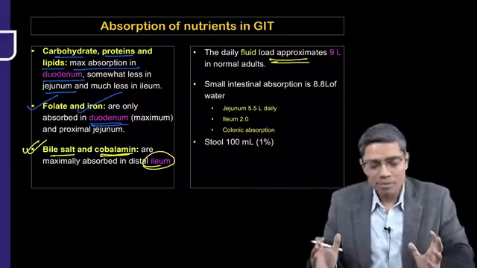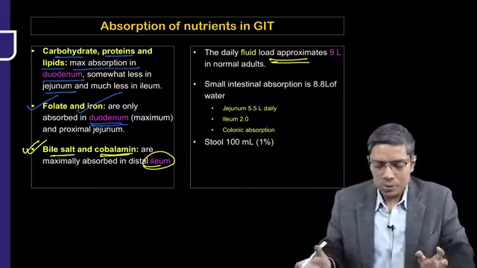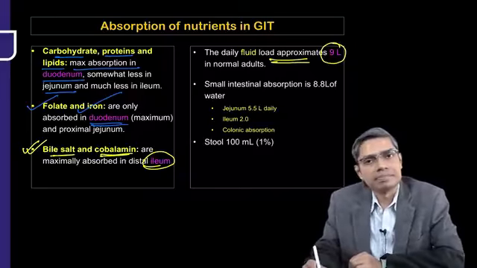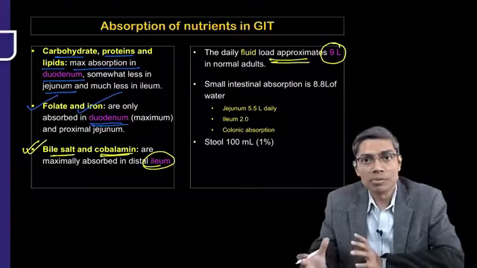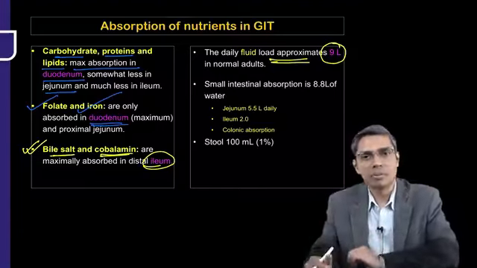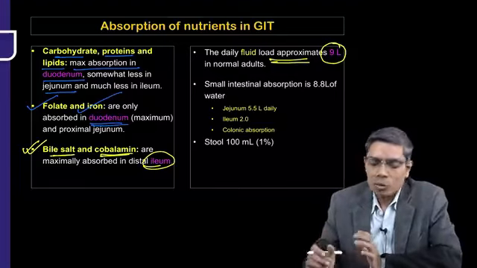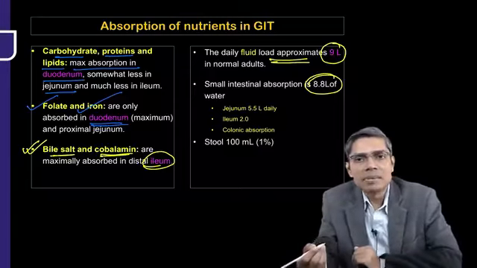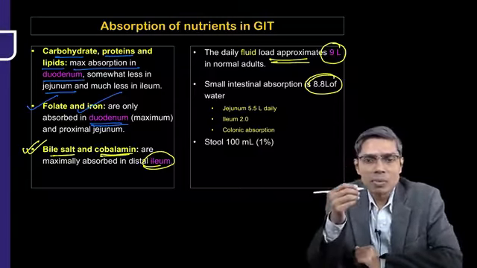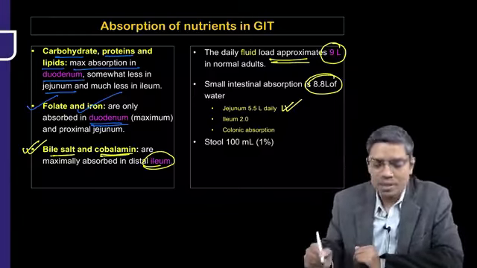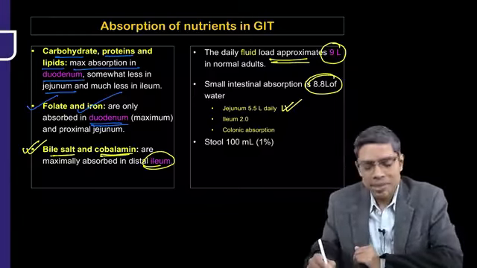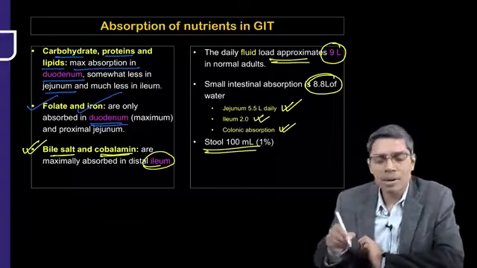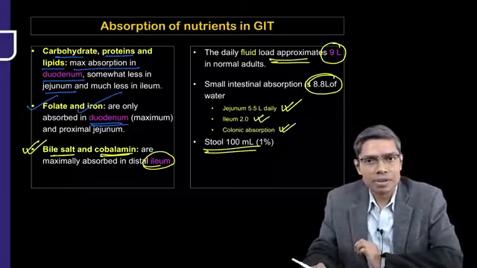Now coming to the water absorption from the GIT. The total volume of water which reaches the GIT per day is 9 liters. The total volume of fluid from different glands and from your drinking of water is 9 liters. Within this 9 liters, 8.8 liters of water is reabsorbed by different parts of the GIT, and maximum water reabsorption occurs from which part? Jejunum, 5.5 liters per day, followed by ileum, followed by colon, and only 100 ml of water is excreted with stool. Got it?